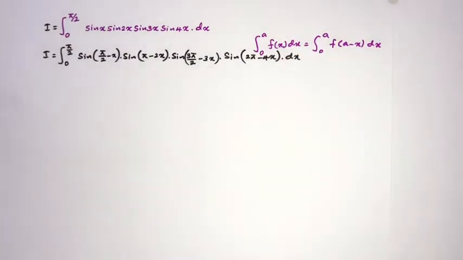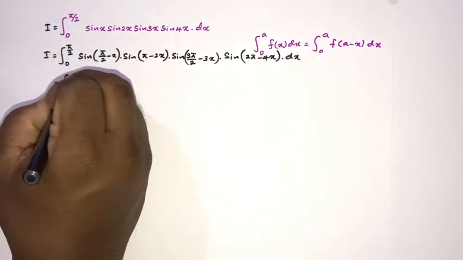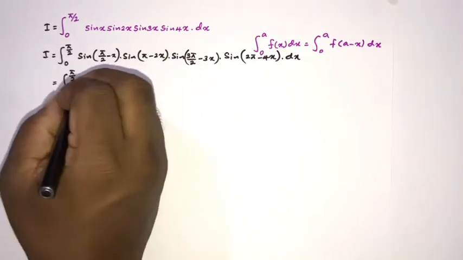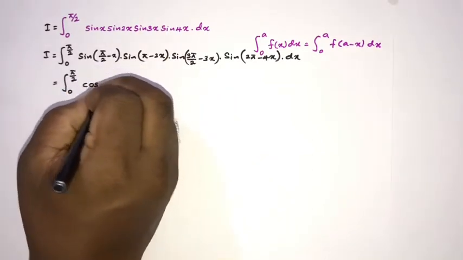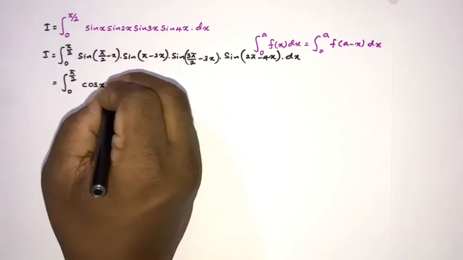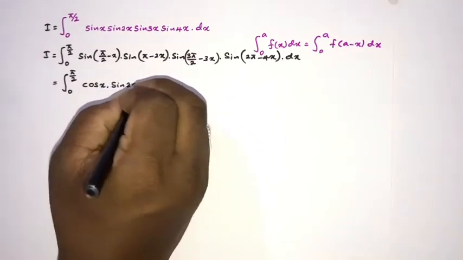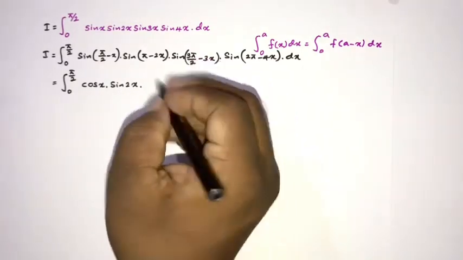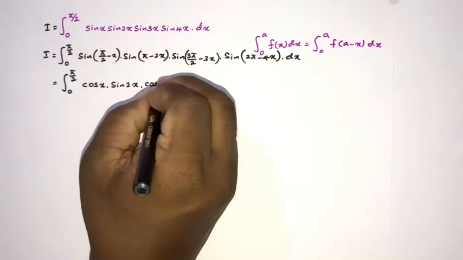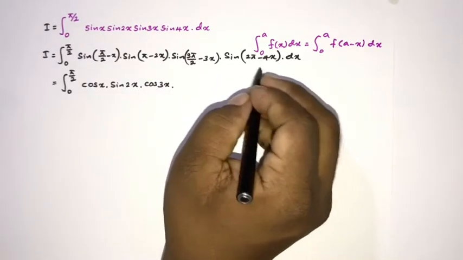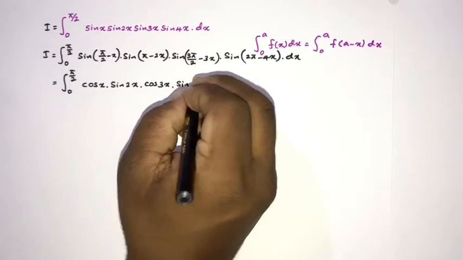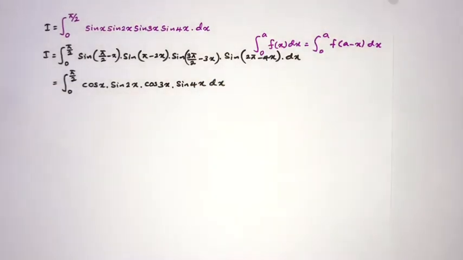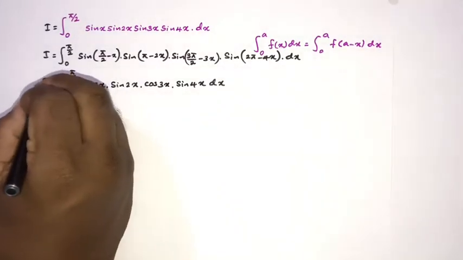Then we can simplify, from 0 to pi over 2. We know sine of pi over 2 minus x is equal to cosine of x. Then this is equal to sine of 2x, and this is equal to cosine of 3x, then sine of 4x dx. We know this is also equal to I.